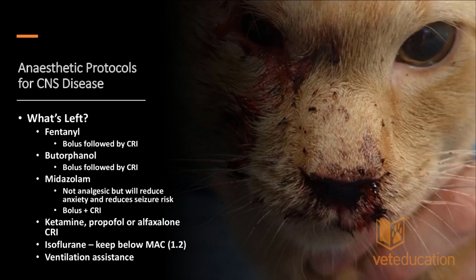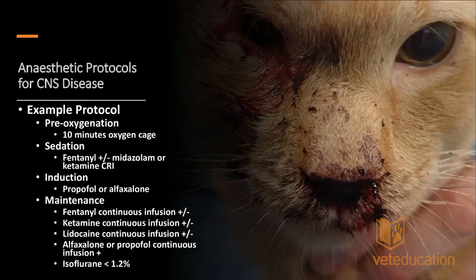So if my patient's not too painful, I might use butorphanol with maybe midazolam, ketamine, or maybe with butorphanol or fentanyl, maybe with a propofol or alfaxalone induction. Then I might maintain my patient on a ketamine fentanyl continuous infusion with low doses of isoflurane, or I could maintain my patient on a fentanyl propofol or a fentanyl alfaxalone continuous infusion. I've got some options here that mean I can reduce the amount of isoflurane that I use in my patient to maintain normal blood pressure, because it's so critical in these neuro patients.